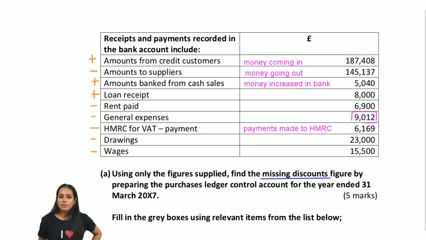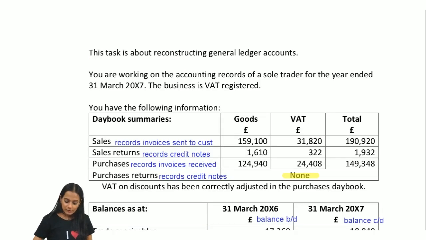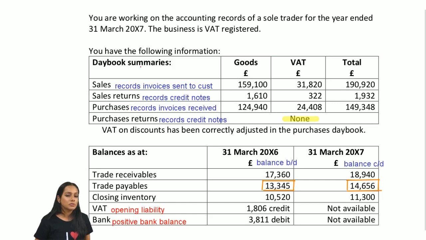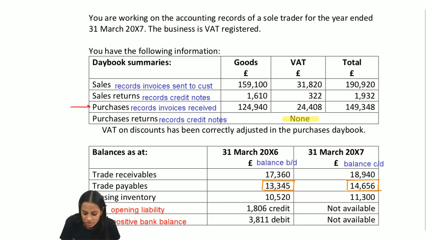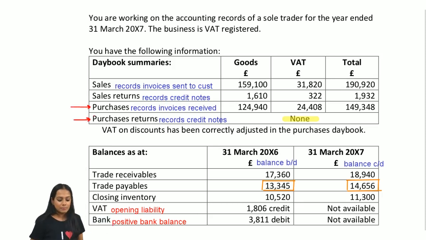Because we're dealing with a purchase ledger control account, everything relates to suppliers. So things relating to suppliers will be amounts to suppliers, and it will also relate to the amount that we've bought. The amount that we've bought is going to be shown in your books of prime entry. The books of prime entry relating to suppliers are purchases and purchases returns. Purchases means the goods that you've bought, purchases returns, goods that you've sent back.